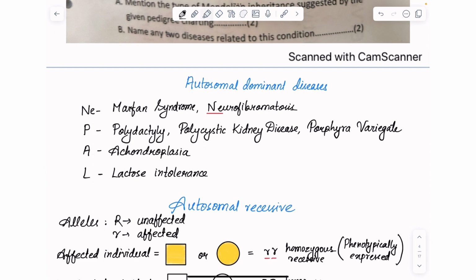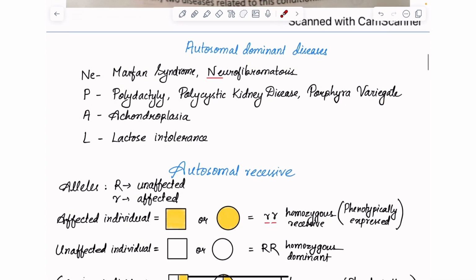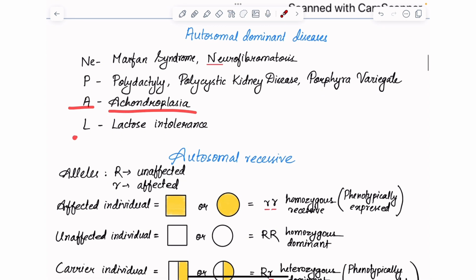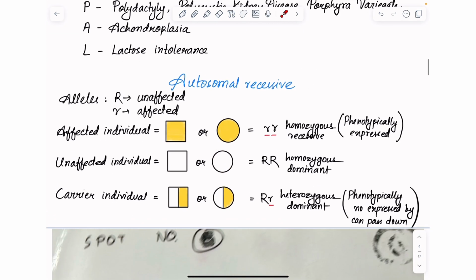Okay, let's look at a few examples. The way to learn examples is Nepal. So M comes before N, so MN. M for Marfan syndrome and NE of Nepal, neurofibromatosis. P for polydactyly, polycystic kidney disease, porphyria variegata. A for achondroplasia, L for lactose intolerance. So these are your autosomal dominant diseases.